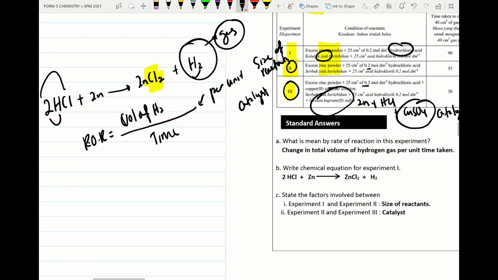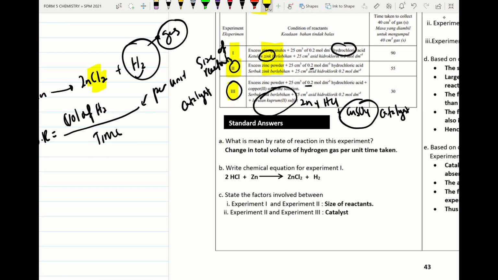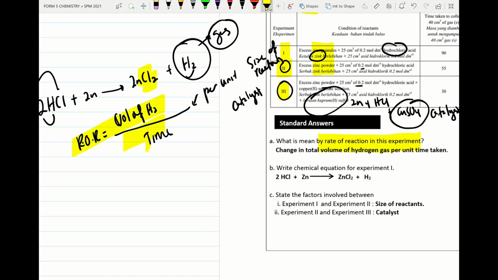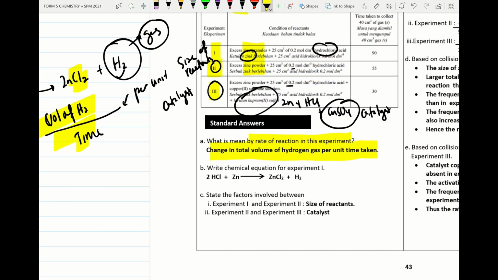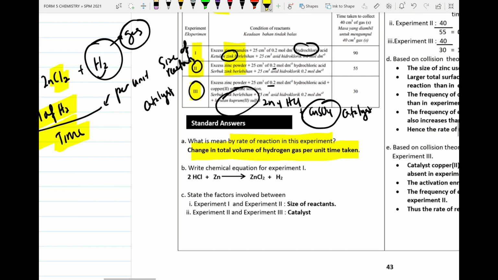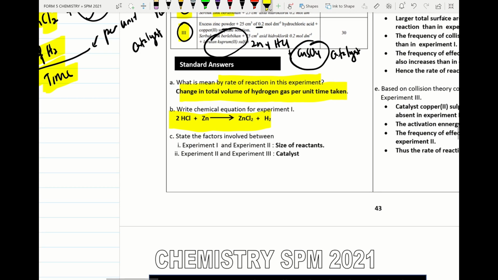All right, so what is meant by rate of reaction if they ask in the exam? Please use the formula: total change in the total volume of hydrogen gas per unit time taken. All right, so the equation is given. The factor between experiment 1 and 2 will be size of reactant, and please remember the reason for size of reactant is total surface area. And the catalyst factor, please remember the reason for the catalyst factor will be EA, known as activation energy. So when catalyst is present, the activation energy will be lower.